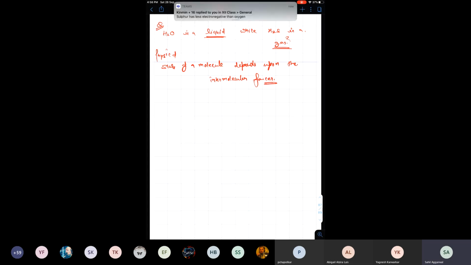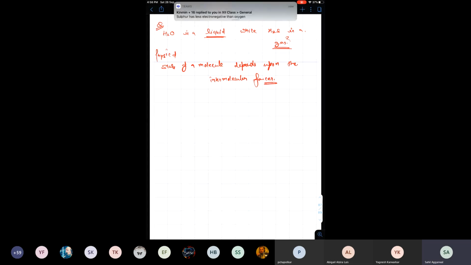H2O has hydrogen bond. See, liquid and gas depends upon intermolecular forces. The physical state of a molecule depends upon the intermolecular forces.